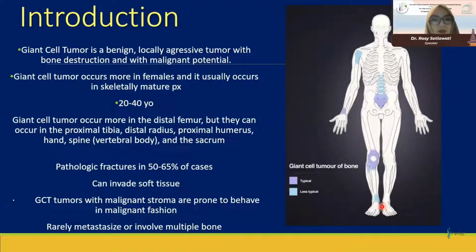The giant cell tumor occurs more in females, and it usually occurs in skeletally mature patients, about 20 to 40 years old. It occurs more in the distal femur, but can occur in the proximal tibia, distal radius, proximal humerus, hand, spine, and the sacrum. Pathologic fracture may also occur in 50 to 65% of cases, and it can invade the soft tissue. GCT with malignant stroma is prone to behave in a malignant fashion and rarely metastasizes, involving multiple bones.